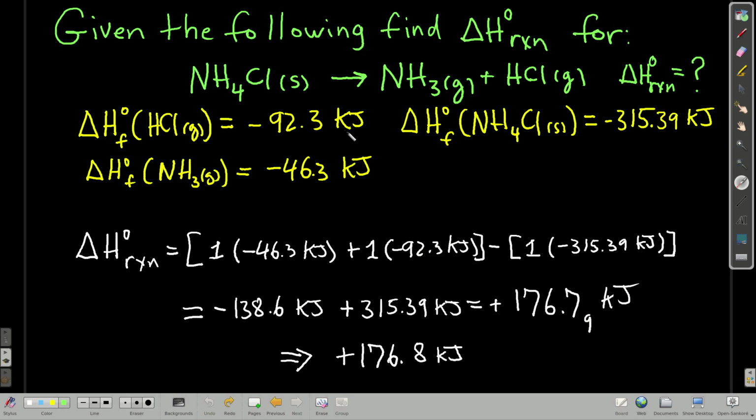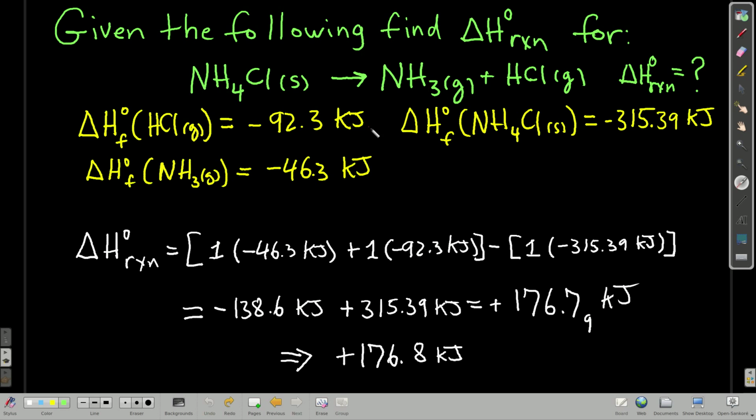Oh, by the way, this is important. The state matters. The heat of formation of aqueous hydrogen chloride, or hydrochloric acid, is going to be different than that of hydrogen chloride gas. Ammonia liquid has a different heat of formation than ammonia gas, and so on. So anyway, given these heats of formation, we want to calculate the delta H of reaction for this.